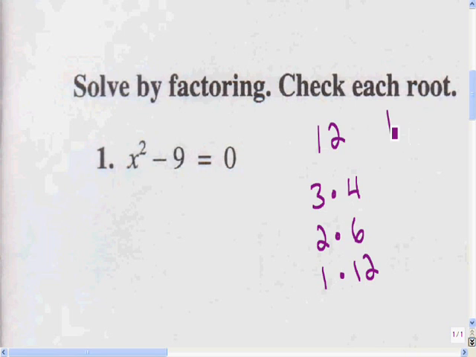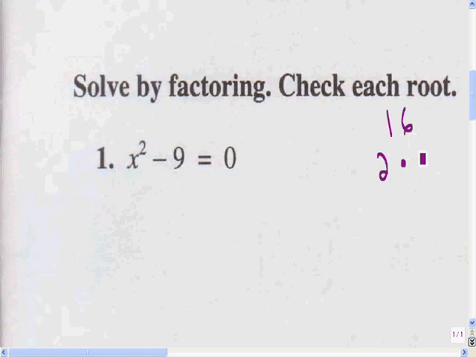If I was asked to factor 16, I would think of all the numbers that when I multiply them together give me 16. Those would all be factors of 16. So 2 times 8 would be a factor of 16. 4 times 4 would be factors of 16. And 1 times 16 would be factors of 16. Because all those numbers, when I multiply them together, give me 16.